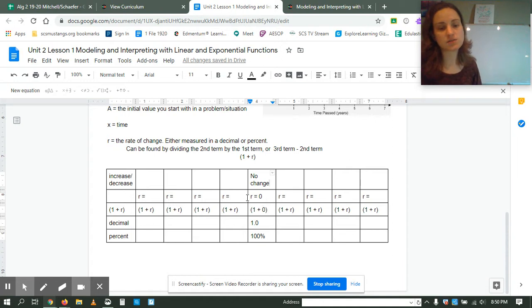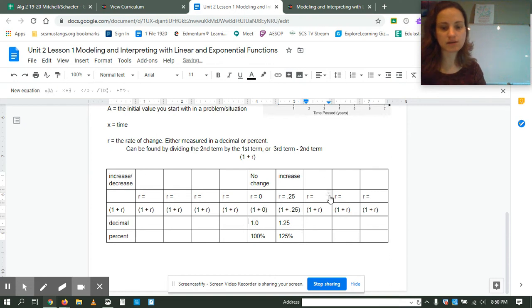And then they could do other types of R values. So they could tell you that the R value is equal to 0.25. Or they could say that there is an increase of 25%. So that's a positive number. So I would put in here a positive 0.25, add those together, and we would get 1.25. Or if we're looking at our percent, it's 125%.